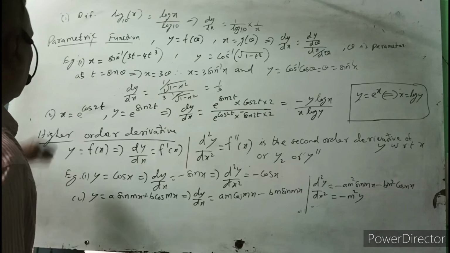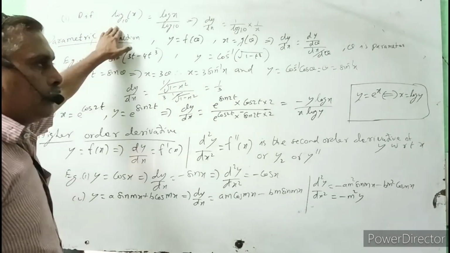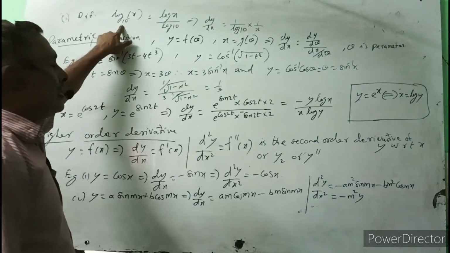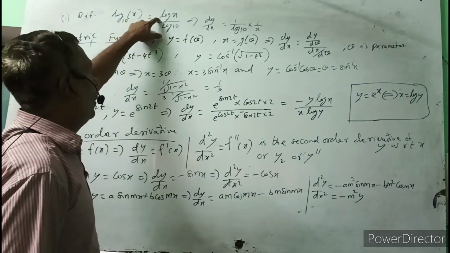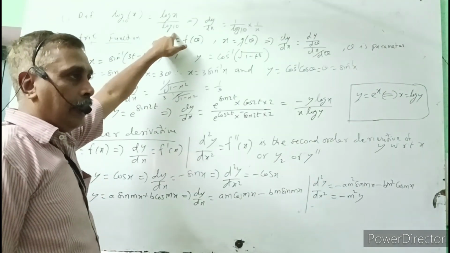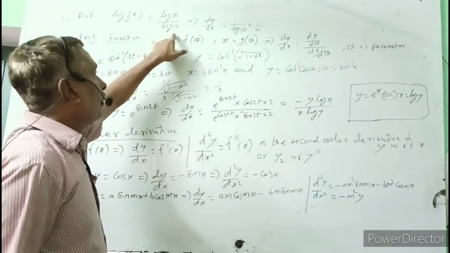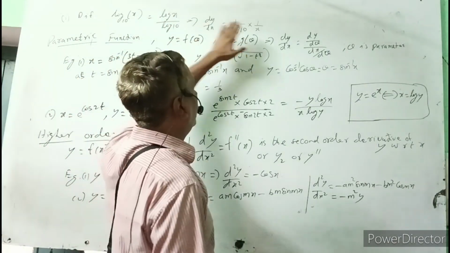Let us see another example. Differentiate log x to the base 10 with respect to x. Here the base is 10, so we cannot differentiate directly. First we change the base: log x upon log 10. Now the base is e. Here log 10 is a constant, not equal to 1 because the base is e. So dy by dx is equal to 1 by log 10, a constant, into 1 by x.